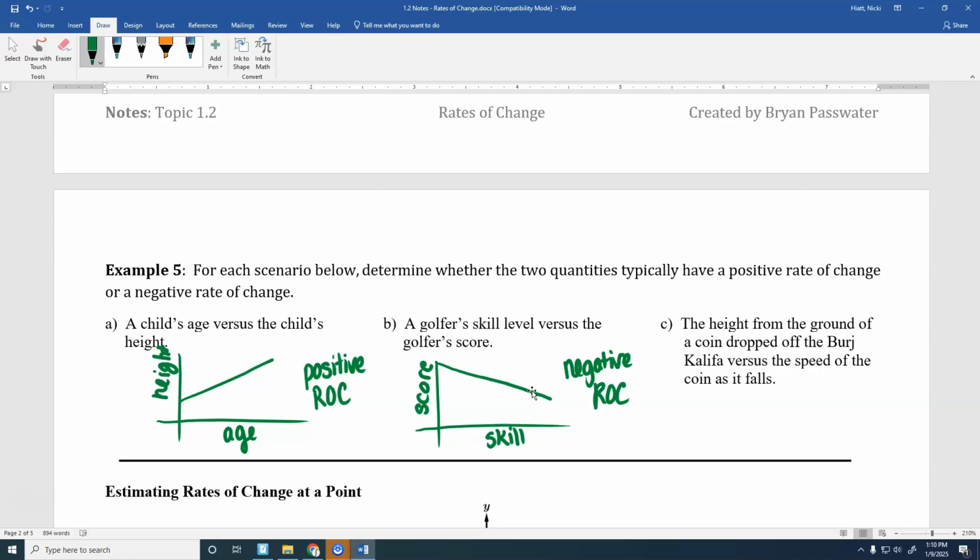All right, this last one is a doozy. It seems easy, and you might even guess it right, but be thinking of it wrong. The height from the ground of a coin dropped off the Burj Khalifa versus the speed of the coin as it falls. Okay, first of all, what is the Burj Khalifa? Tallest building in the world. It's in Dubai, and it's super duper tall. So we're dropping a coin off of a really tall building.